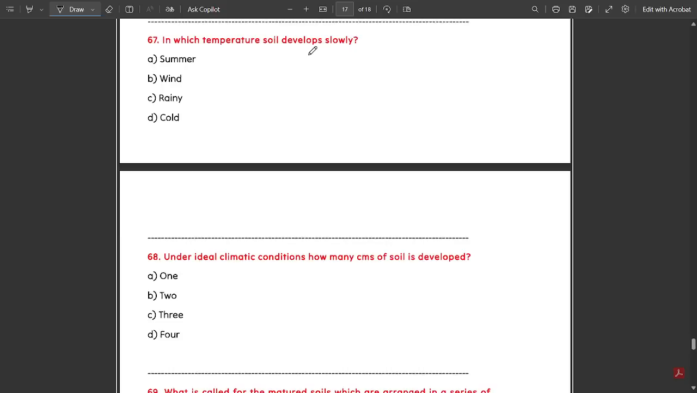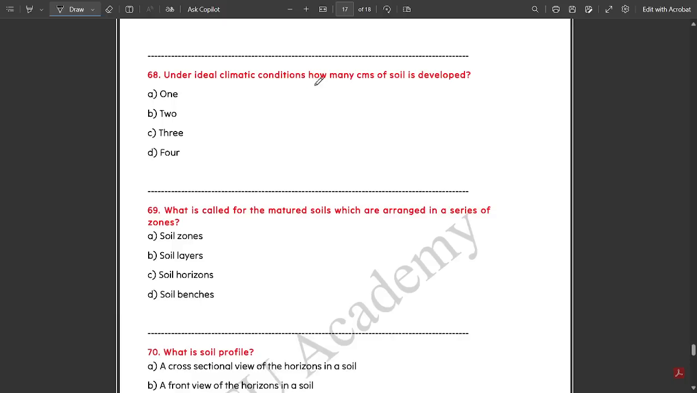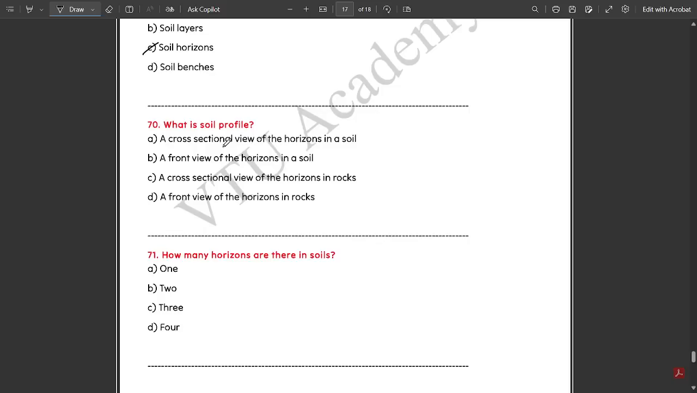In which temperature does soil develop slowly? When it is cold, it develops slowly. Next question. Under ideal climatic conditions, how many centimeters of soil is developed? The answer is 4. Next is what is called for the matured soils, which are arranged in a series of zones? Okay, the answer is soil horizons.